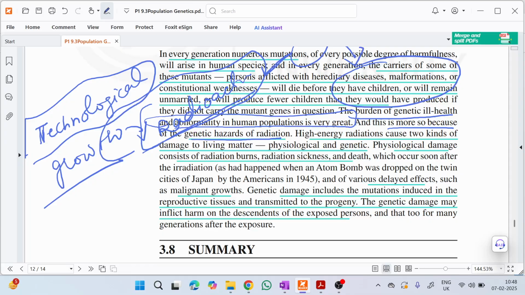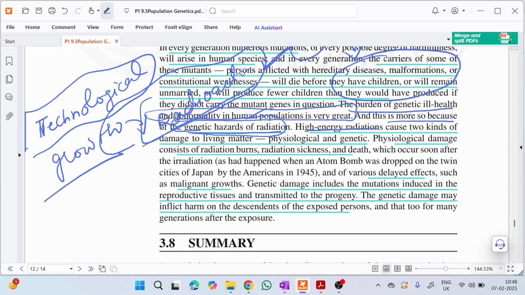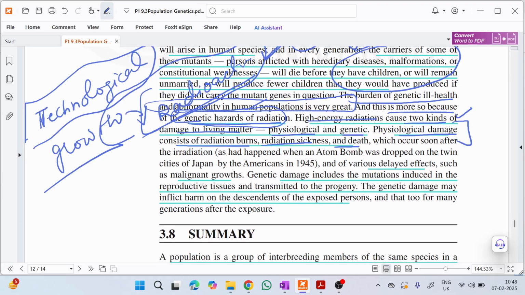So the genetic hazard of radiation is also greater in the present times. High energy radiation causes two kinds of damage to living matter. The first one is physiological and the second is genetic. Physiological damage consists of radiation burns, radiation sickness, and death. Physiological means outer expression, physical expression. Then there will be another which is genetic hazard.